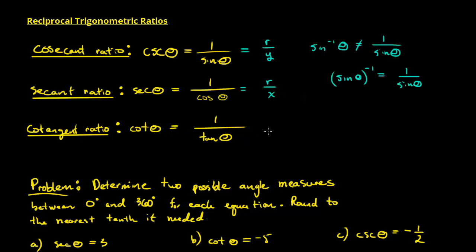The cotangent ratio is the reciprocal of the tangent ratio. So the cotangent ratio is 1 over tan theta, which is also equal to x over y, because the tangent ratio is y over x, so the reciprocal of that is x over y. And cotan of theta is the reciprocal of tangent theta.